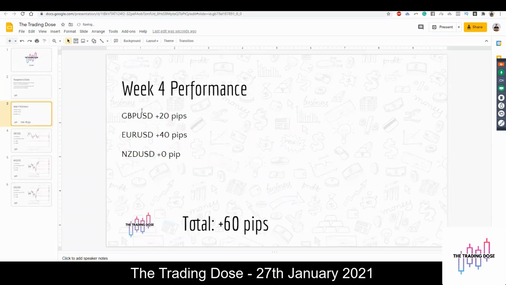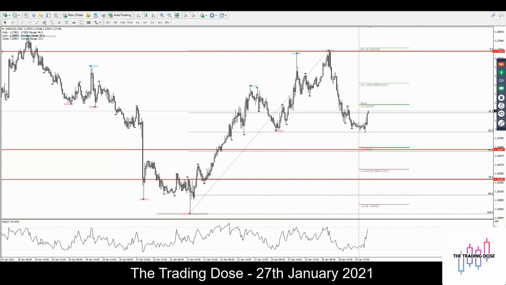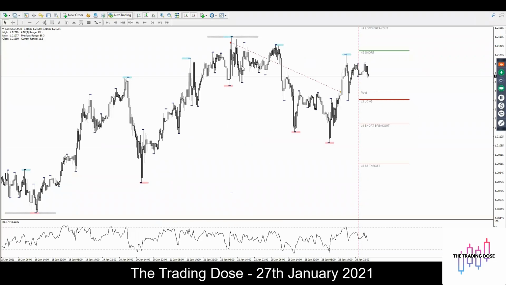To keep you updated on some of the trades that we had, yesterday we talked about the pound dollar and of course the New Zealand dollar as well. And then euro dollar was last week's trade. So let me bring you to the chart. This is actually the euro dollar. You can see we sold here.